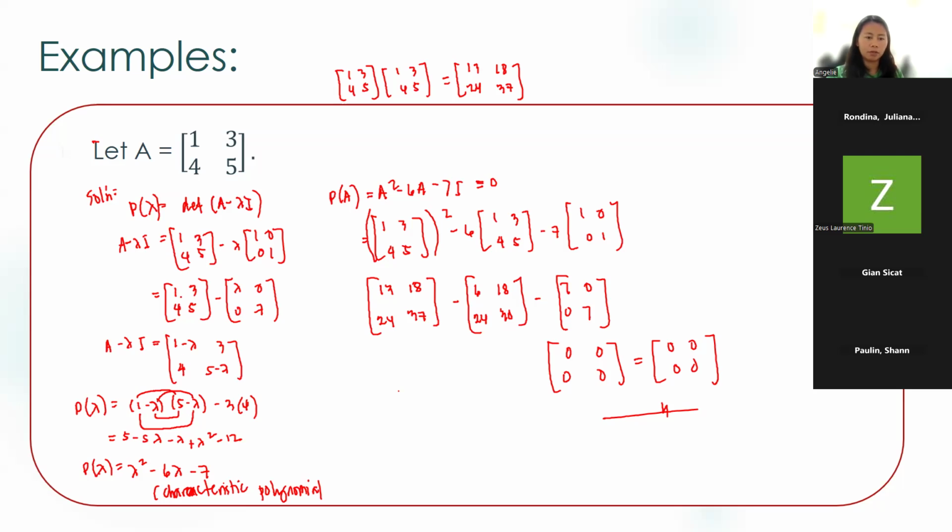So, we solve. We have 1 minus lambda, then 3 minus 0 equals 3, 4 minus 0 is 4, and 5 minus lambda. Then we get its determinant. Now, remember, we get the determinant. So, getting the determinant, we multiply diagonally.